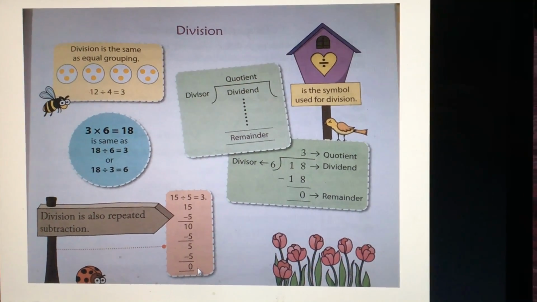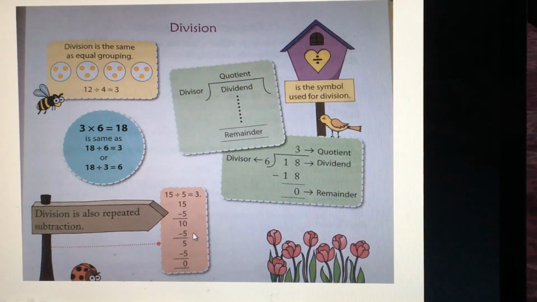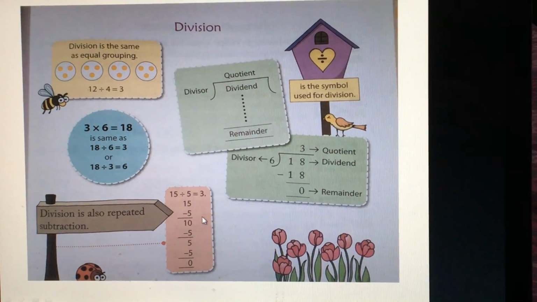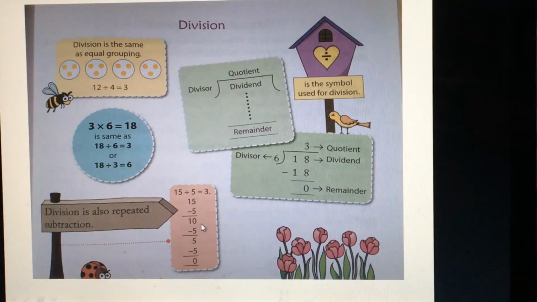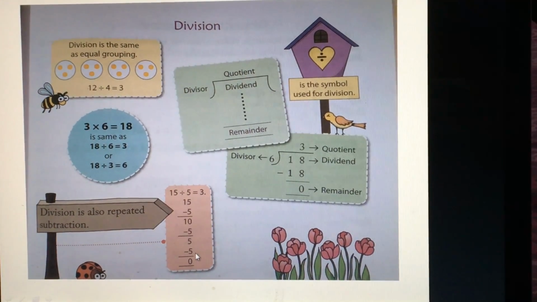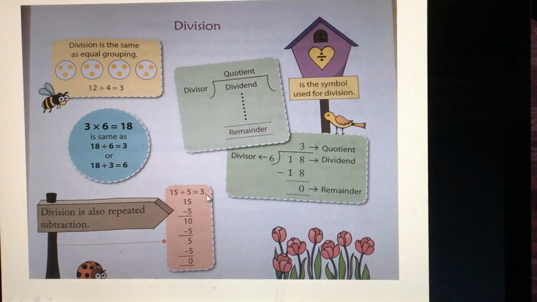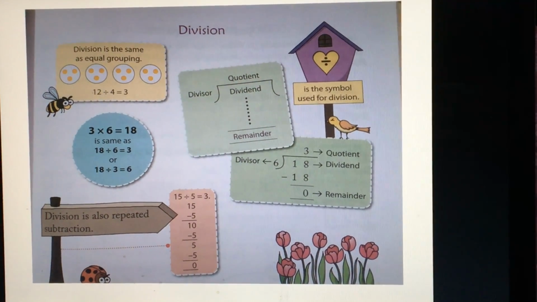So in this way, from 15 we have started distributing the objects into groups of 5, 5, 5. How many groups can we get? How many times have we subtracted? 1, 2, 3. So we have subtracted 3 times. So the answer will be 3. So in this way we see that division is repeated subtraction.